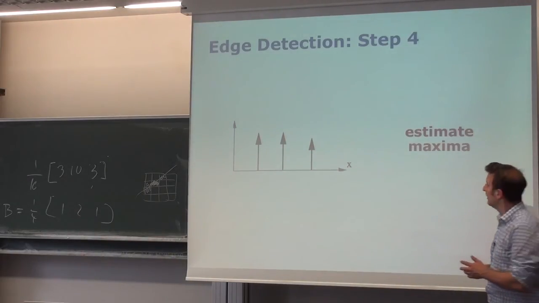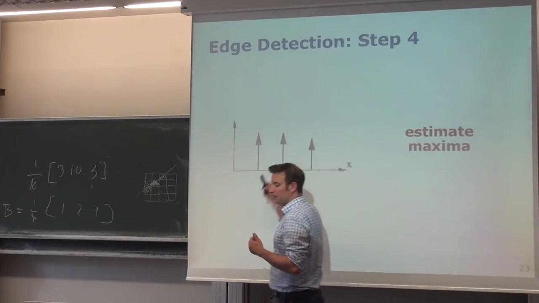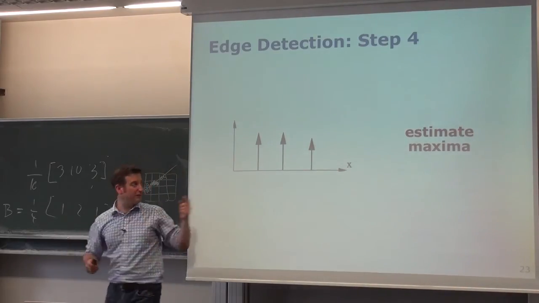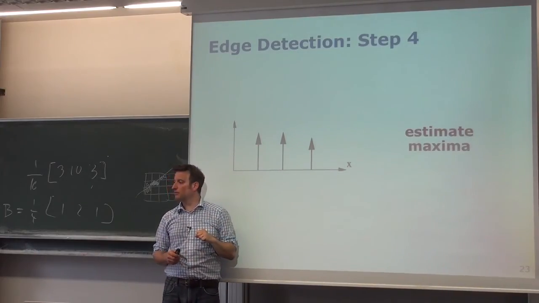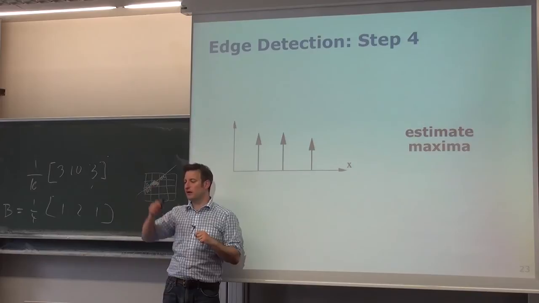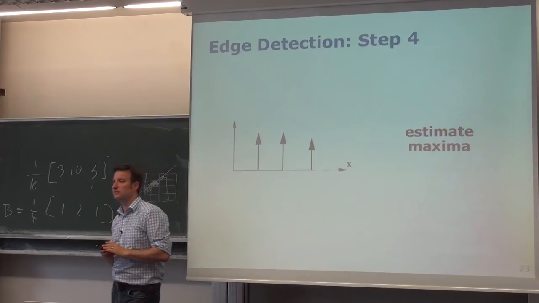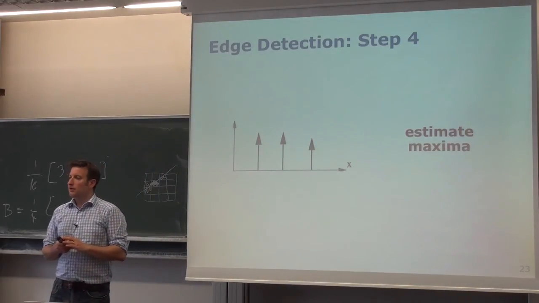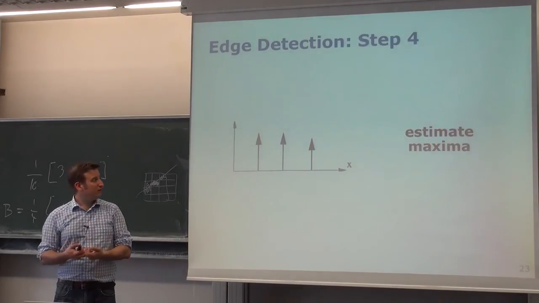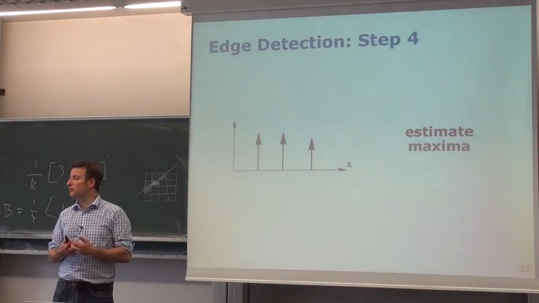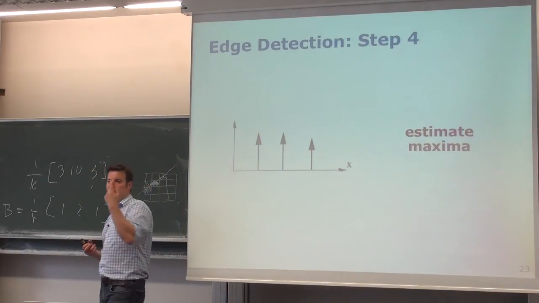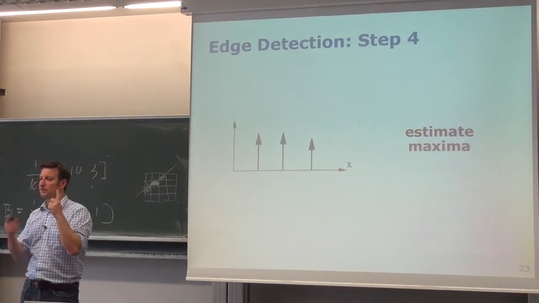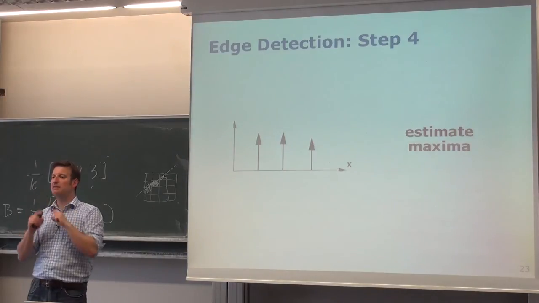Now what I need to do is estimate the maximum. For every one of those elements over here, I need to estimate the exact maximum. So where in this smooth function does the exact maximum lie? As we have a discretized image, we only have those values here with the accuracy of one pixel, right? So the real edge may lie between two pixels.